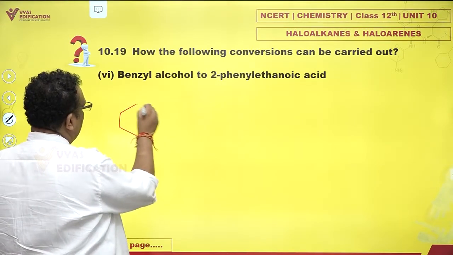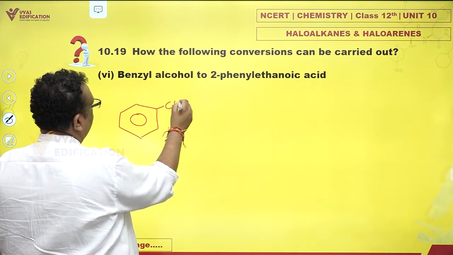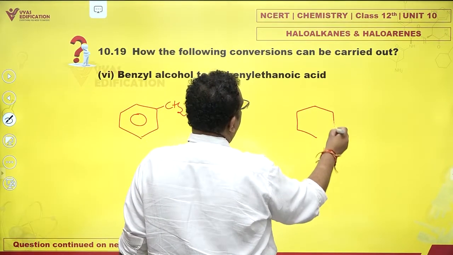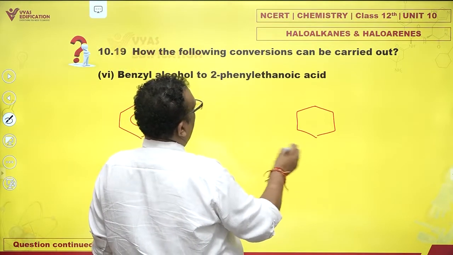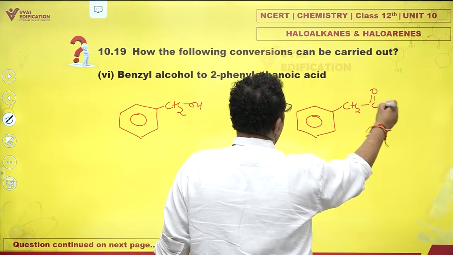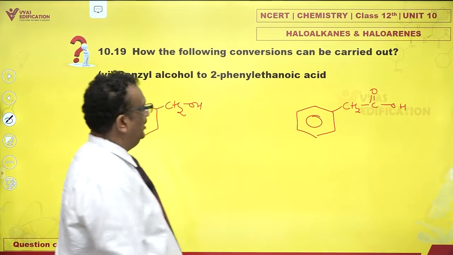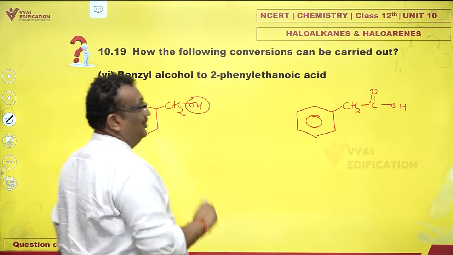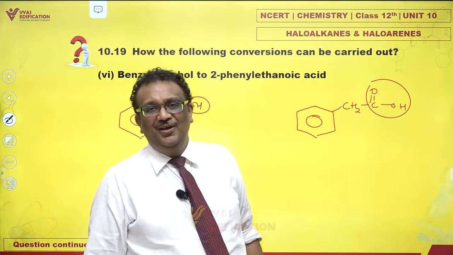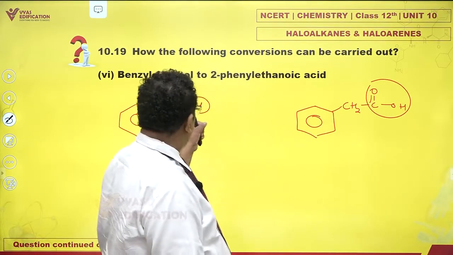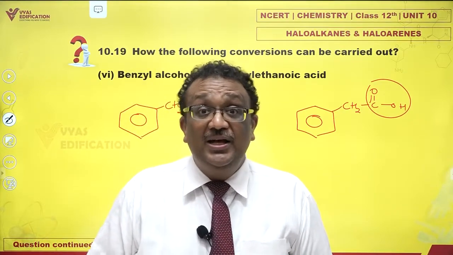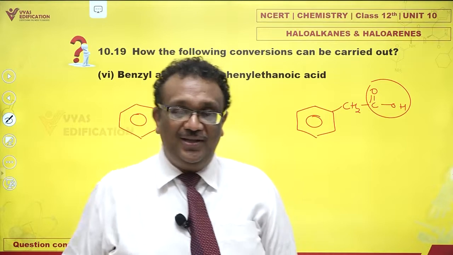Sixth question, you have benzyl alcohol, and you wish to convert this to 2-phenylethanoic acid. Very interesting. This CH2OH, you wish that it changes to CH2COOH. How do we get that? That means you are planning to add one carbon atom. See, it is not just important to get the answer, it is important to get the idea. How do you get that?